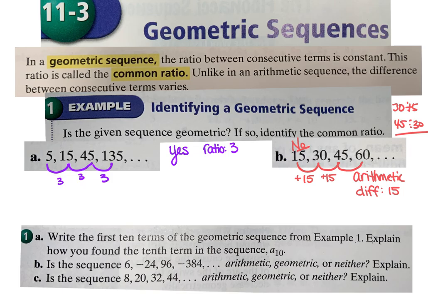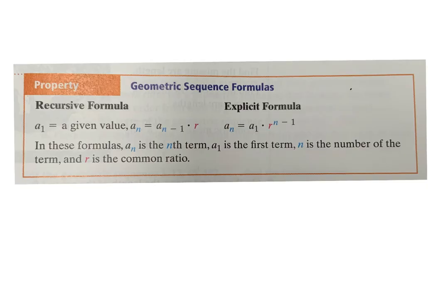Just like with arithmetic, there is a pattern with recursive and explicit. Recursive is really simple. If I have the term in front of it, then to get to the next one, I multiply by my common ratio. Very simple. To get the later terms, though, there is a pattern that happens. If we look at the one we just used, we had 5 and 15 and 45 and 135, and we could have kept going.